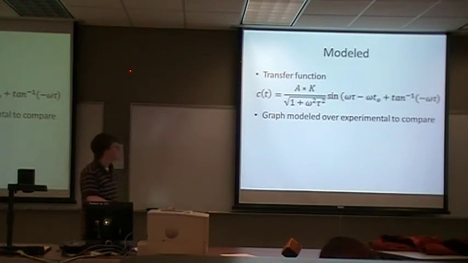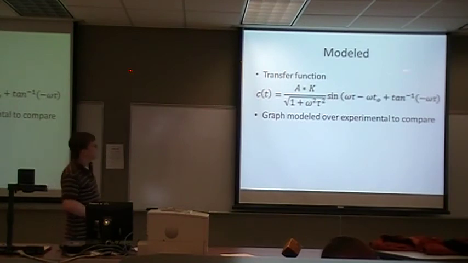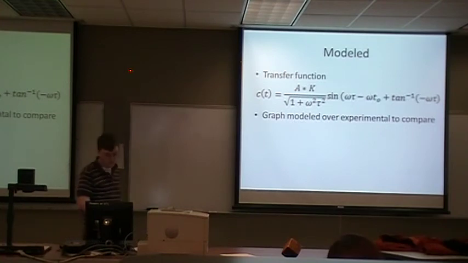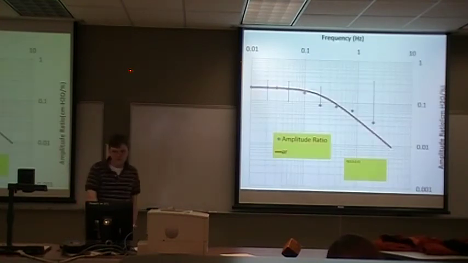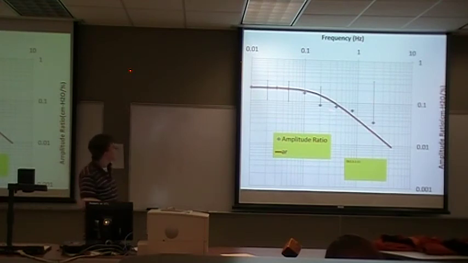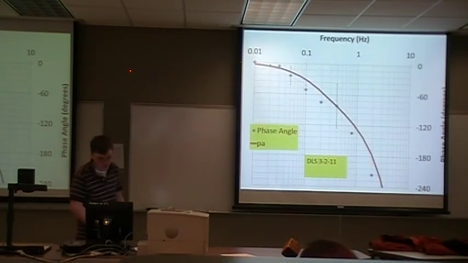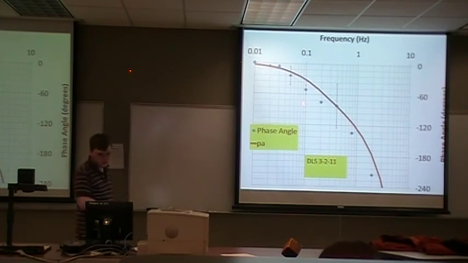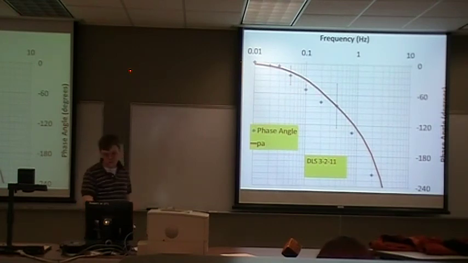And this is for our model portion of the sine, our transfer function that we use to then get the graph. We compared the graph over the experimental data. Here's our first plot with the uncertainty. The red line is the model, and the blue dots are the experimental points that you saw earlier on the Bode plot. And here's the second one, phase angle versus frequency. Same thing, red line is your model, blue dots are your experimental points.